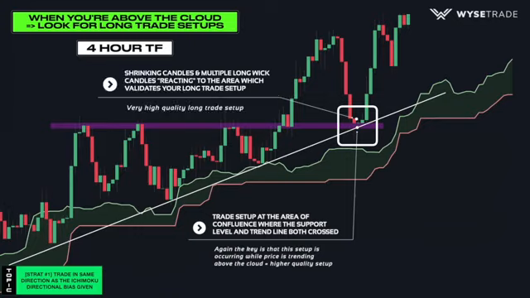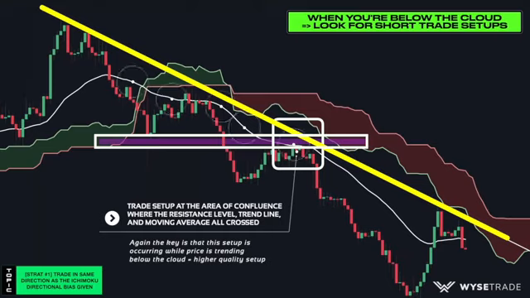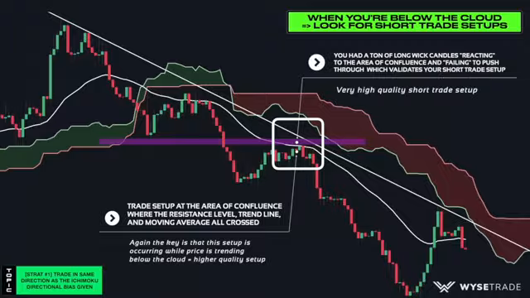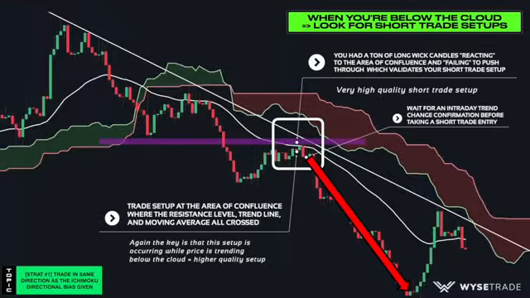This is where your short trade setup occurred, where the trend line, resistance level, and moving average all crossed. You then had a ton of candles reacting to the level and failing to push through, showing that this area is valid and presented a higher quality short trade setup. As always, wait for a trend change confirmation through the lower intraday timeframes before taking short entries. So moving on to the next strategy.